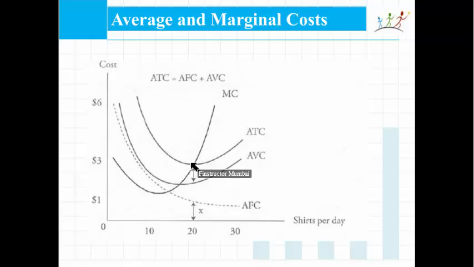Similarly, average total cost keeps moving down till the time the marginal cost is lower. As soon as the marginal cost goes higher, the average total cost will start moving up. So wherever they intersect is the lowest point for the average total cost.